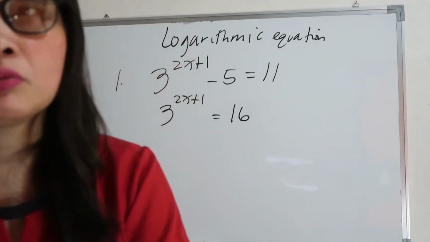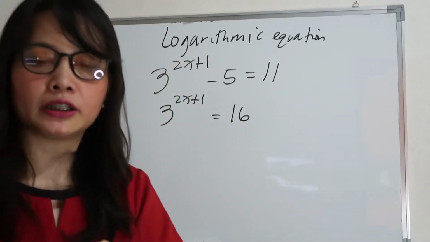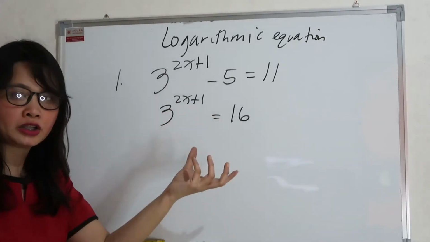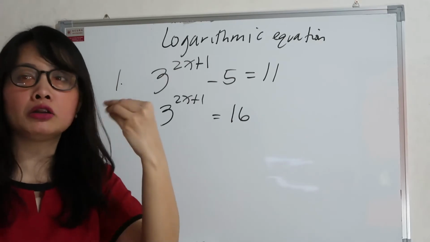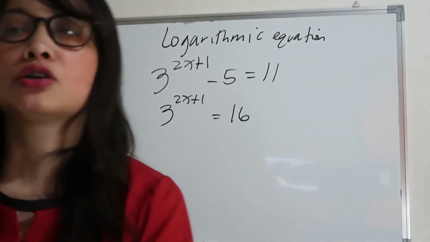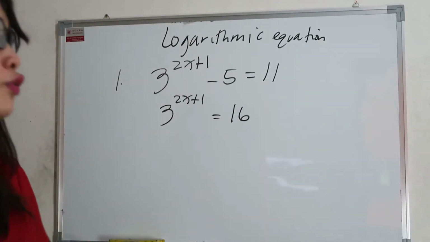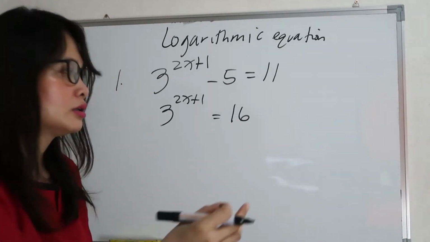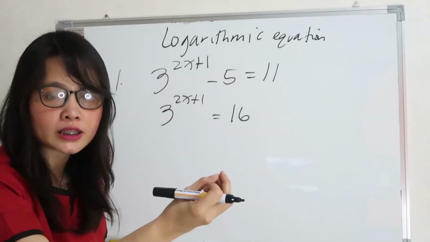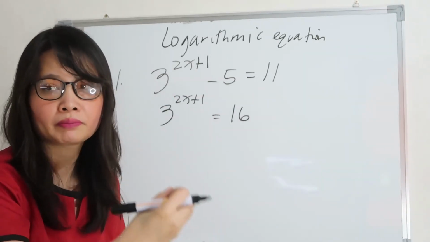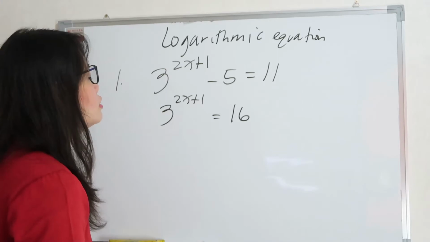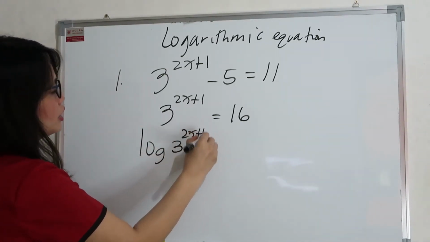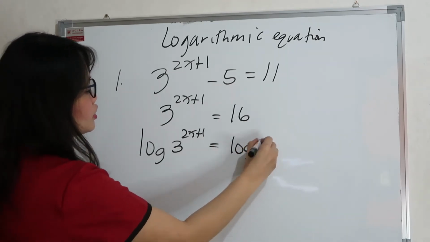To solve it, we need to use a logarithmic function. You need to put log on both sides, or ln; either of the two gives the same answer. Since we cannot convert 16 to an exponential expression so that we can equate their exponents, we use a logarithm. So we have log of 3 raised to 2x plus 1 is equal to log 16.